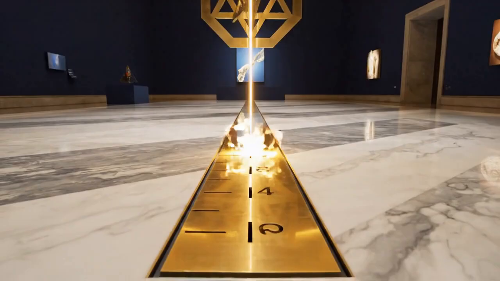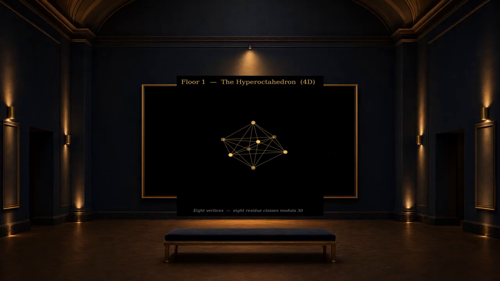Watch. A tick has just happened. See what is happening now. A ray is leaving the top floor. It passes through the hyperoctahedron, it descends through the Stella, it crosses the Star of David, and see how the ray below projects the prime onto the number line. The number line lights up at the position 11. That was the machine. But let me explain it once more slowly.